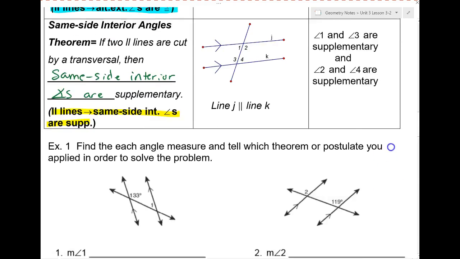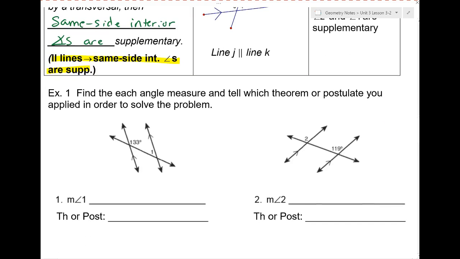Let's focus. You have to know why you do stuff. Have you noticed on the last test and the last quizzes, we always ask you what theorem you're using? That's prepping you for when you're working with proofs. The thing doesn't change here. Whatever theorem or postulate you use, you have to be able to describe why you made those choices. So look at this first example here.